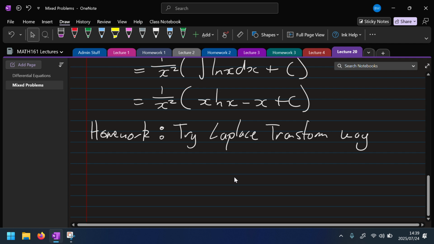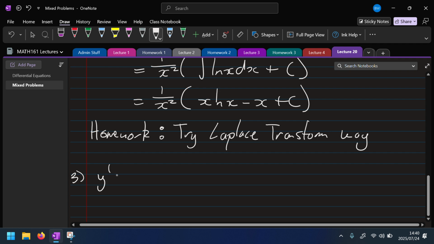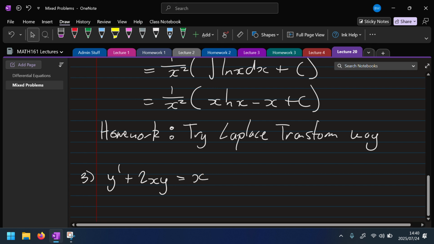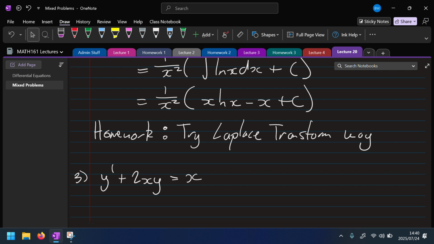Any questions for this one? All good. Okay, number 3. We've got y prime plus 2xy is equal to x. Again, we go through the usual steps. It is first order, so that's good. It is linear, so that's good. So we can use integrating factor. That's already one method we can use.